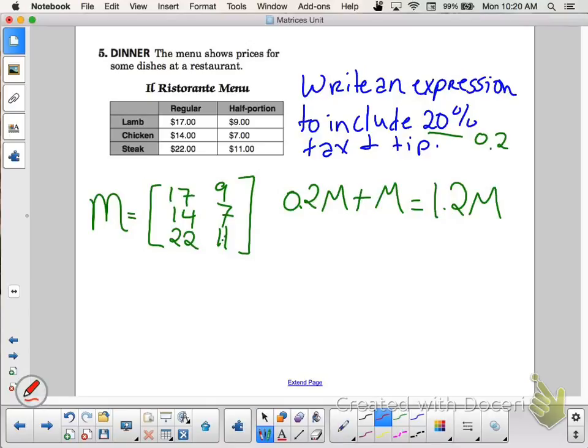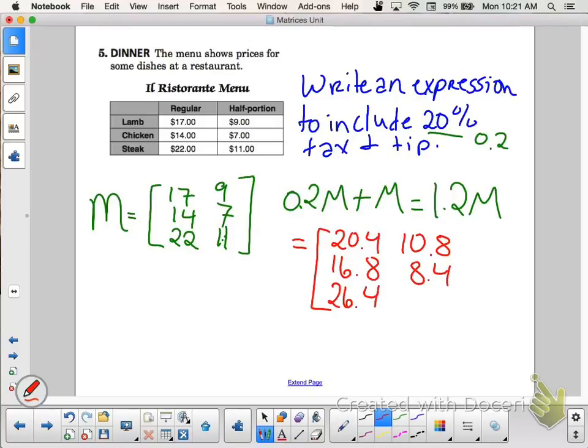Alright, so Hillary or Caitlin, whichever one you guys want to go, do you want to tell me what you got for your answer? Don't be afraid. I'll go. 20.4. And then to the side, 10.8. 16.8. If you're talking, make sure you stop talking because we are working on this now, and I want you to give Caitlin the same respect that she gives you when you are answering questions that I ask you. Alright, continue. 8.4. 26.4. And 13.2.